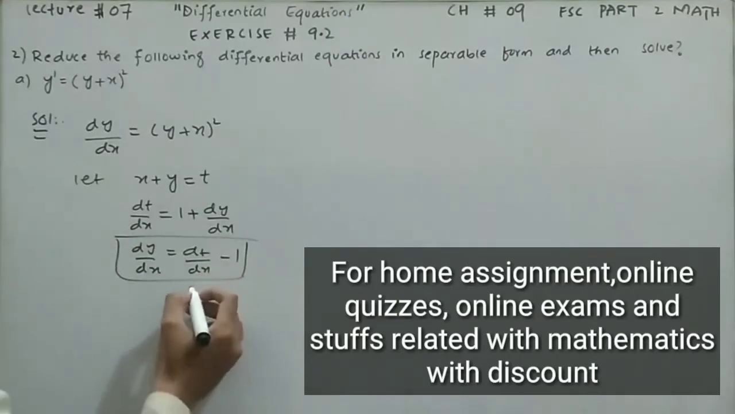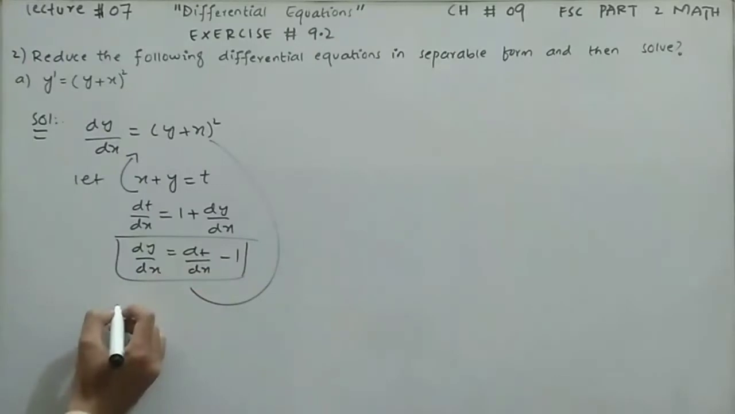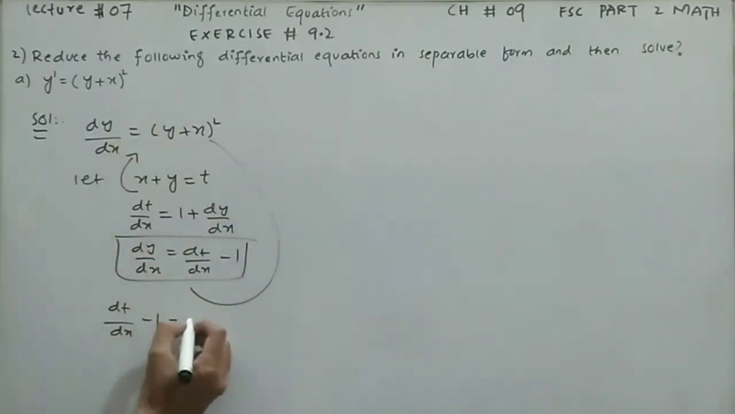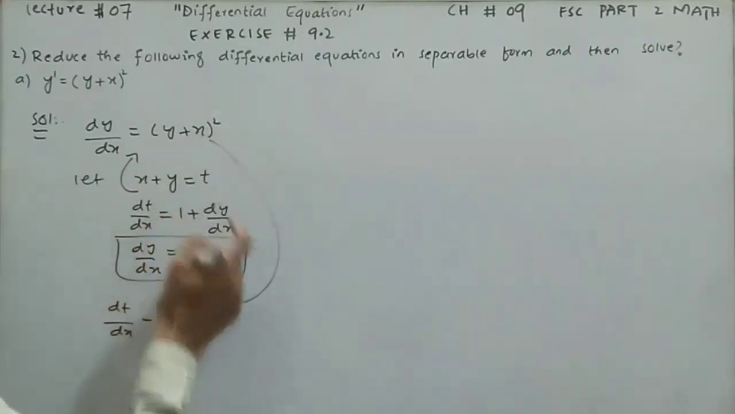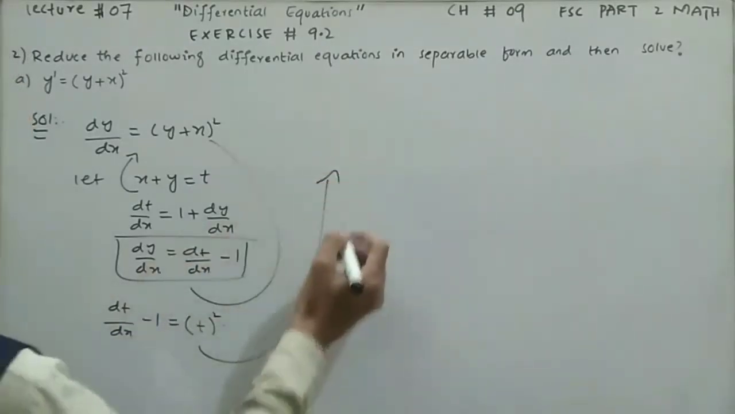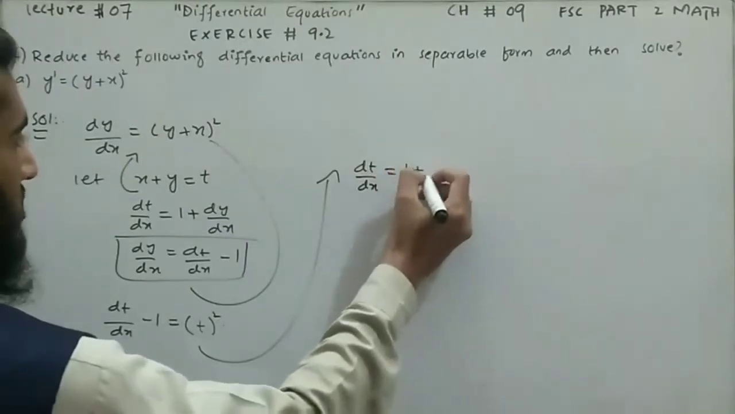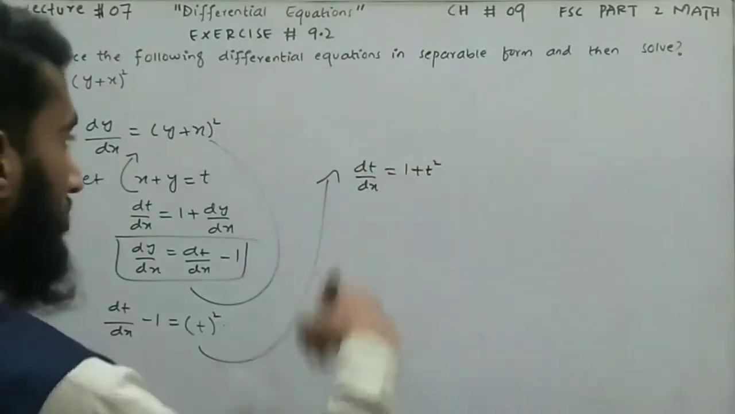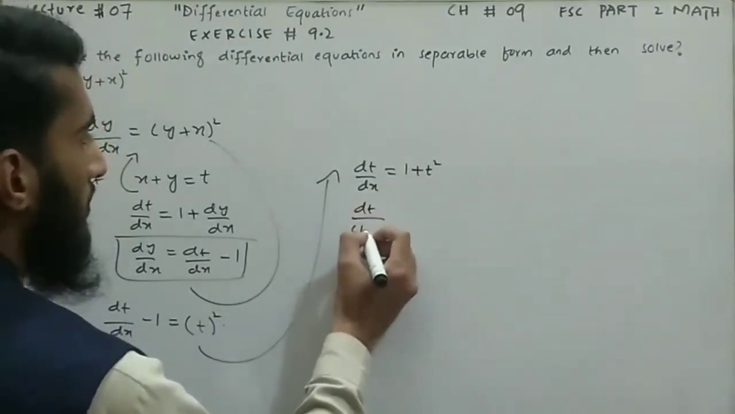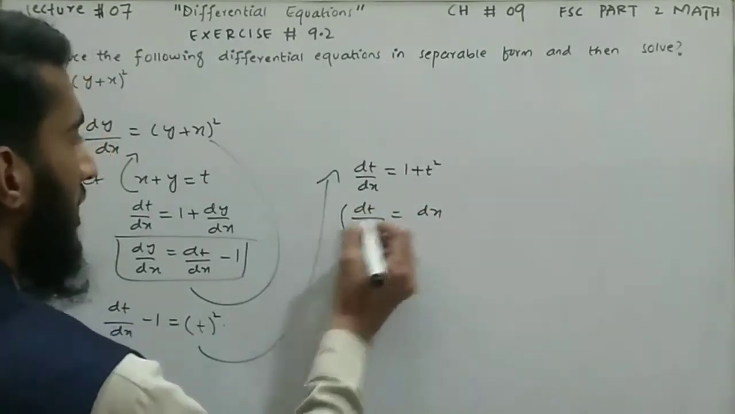Now by putting this value in the given differential equation, it becomes dy by dx, that is dt over dx minus 1, equal to (x plus y) whole square. Since x plus y is t, it becomes t square. Now shifting minus 1 to the right hand side, we are left with dt over dx equal to 1 plus t square. Now using separation of variables, shift 1 plus t square to the left hand side, so it becomes dt over 1 plus t square, and shift dx to the right hand side and take the indefinite integral on both sides.